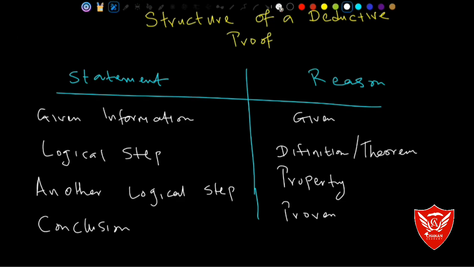So the information is given as a statement. Then the logical step you're using, try a logical step again, and then with those logical steps and the given information, you then come to a conclusion, and that conclusion is your proof that this statement is true.